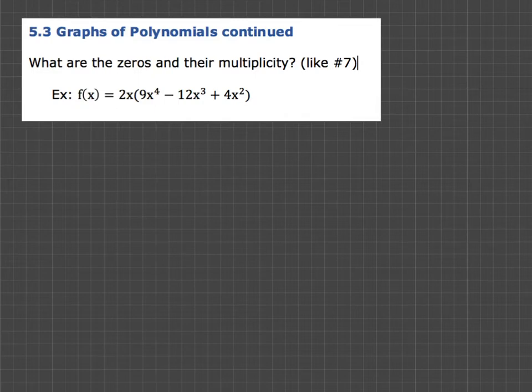Now let's look at some more examples from 5.3. I'm going to try to match up these examples with problems from the assignment. So this first one is like number 7, and we want to find the zeros and their multiplicity.